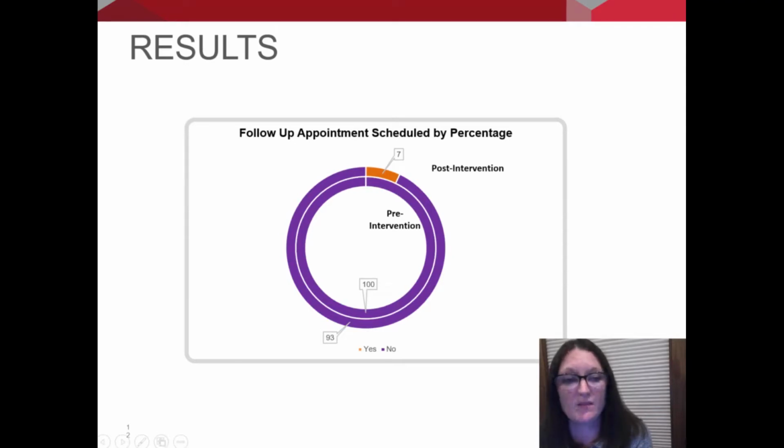And the last graphic that we're looking at shows us the follow-up appointments scheduled by percentage. The inner circle shows us that 0% of patients scheduled a follow-up visit to discuss medical cannabis prior to the educational intervention, even if they had been identified as appropriate for medical cannabis use. There was no follow-up appointment scheduled. After the educational intervention, it shows us that 7% of the visits then scheduled a follow-up appointment to discuss medical cannabis.